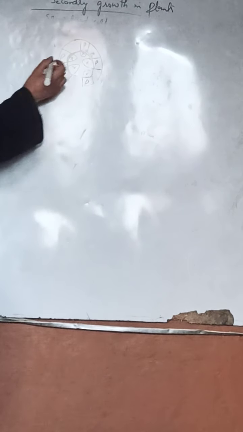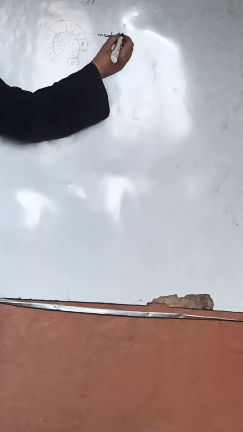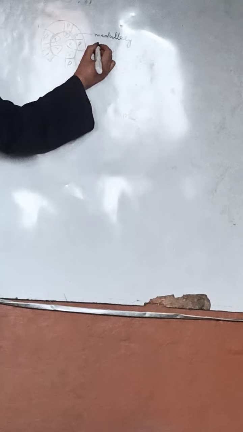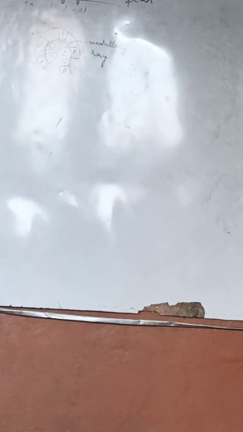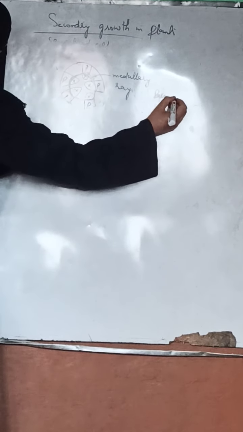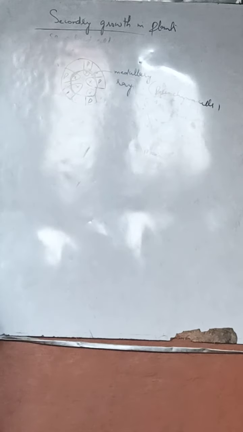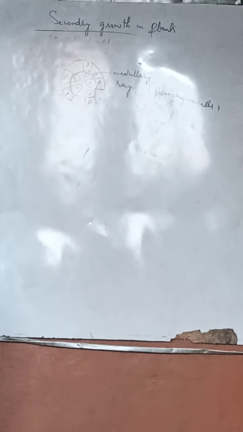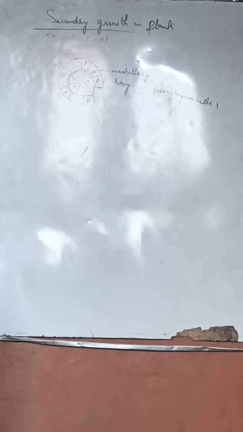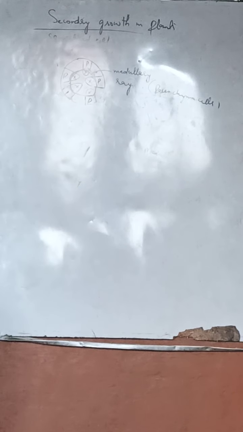So this medullary ray is formed. This medullary ray is of parenchyma cells. But phloem parenchyma is absent in monocot stem but present in dicot stem.